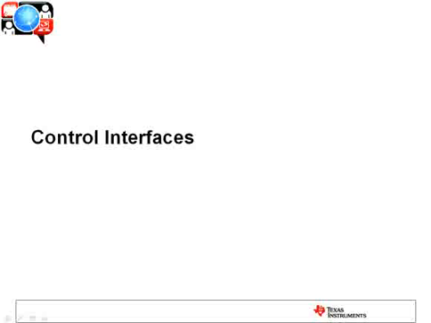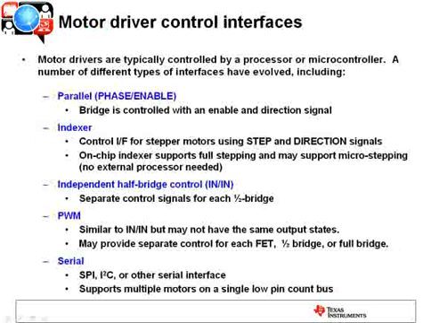So let's take a look at some of the control interfaces, how you control and drive these motor drivers. A number of control interfaces have developed over the time. The more common ones are listed here. We've got a parallel, or many times you hear this as a phase enable. It's a very simple two-wire control interface that's got a phase and enable pin that controls direction and speed.